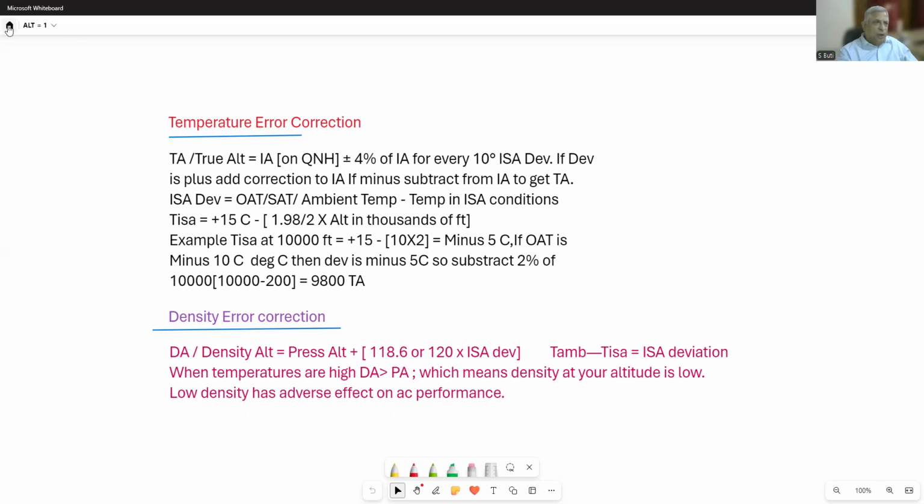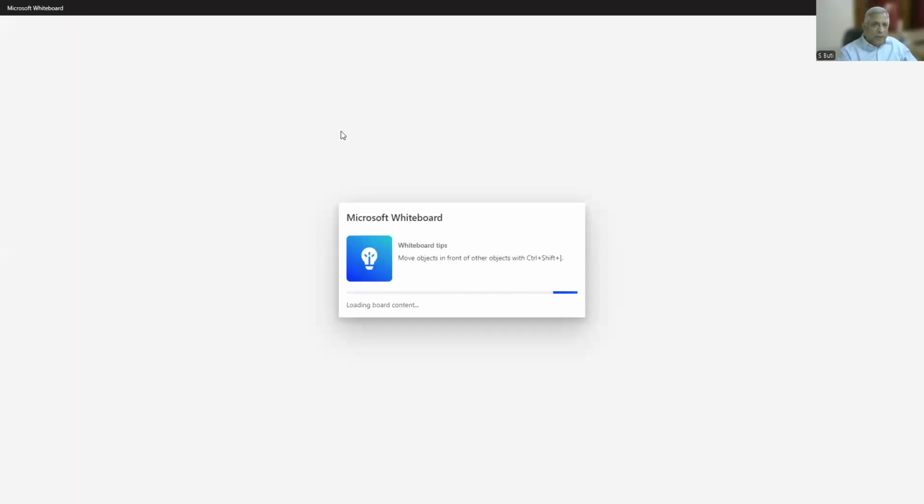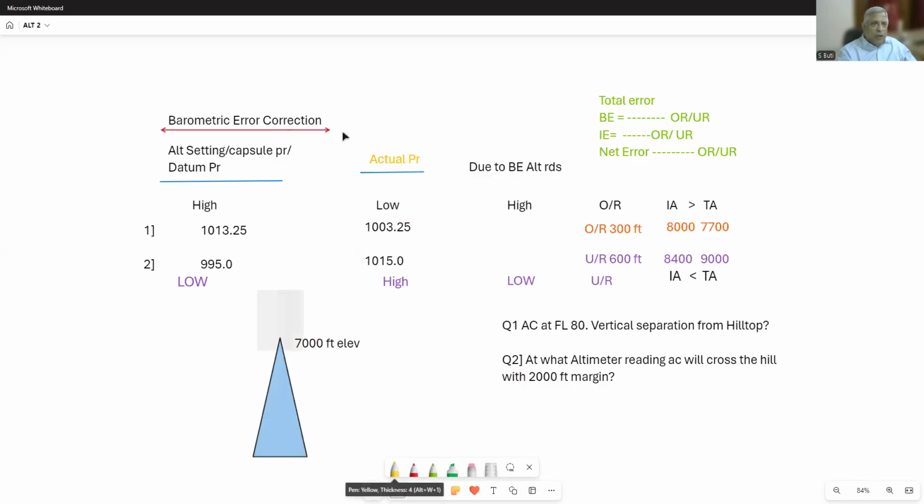Next, how is the barometric error correction applied, and what is it? Barometric error correction happens when you have set your altimeter window, that's a datum pressure, to some other pressure, but the actual pressure where you are flying is less or more. And then there is a barometric error. This we will read after 2 minutes.